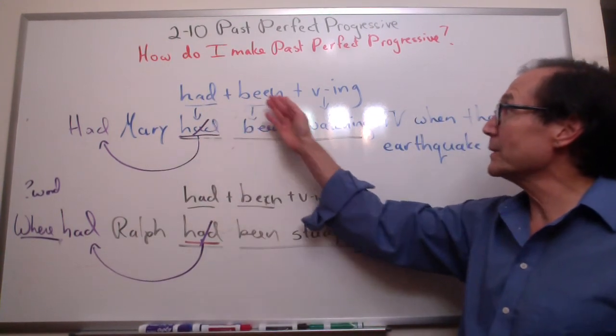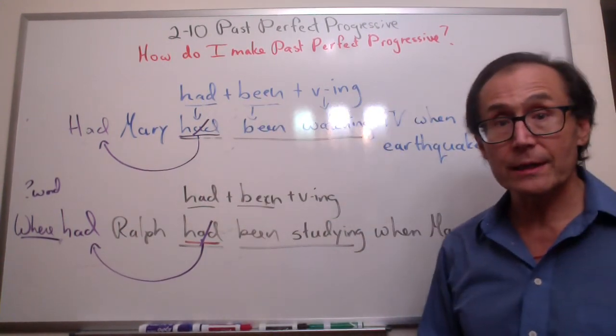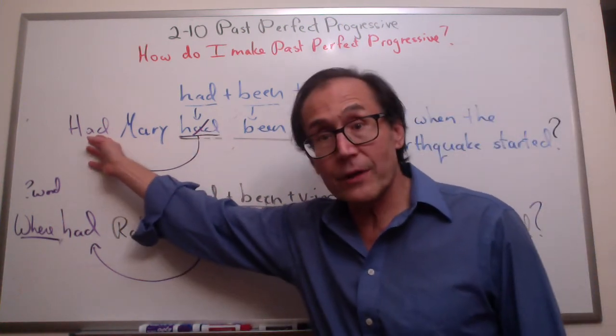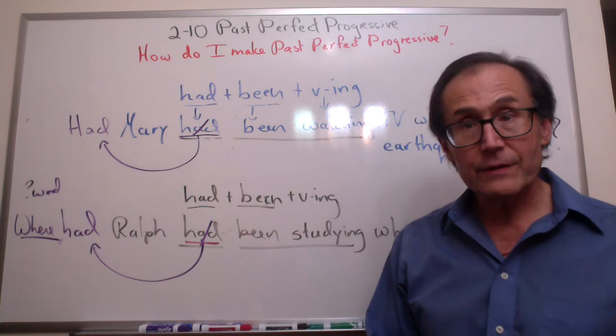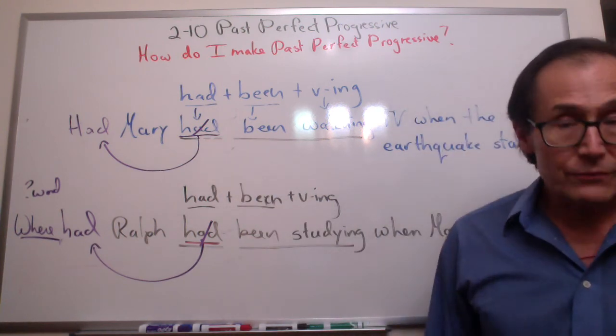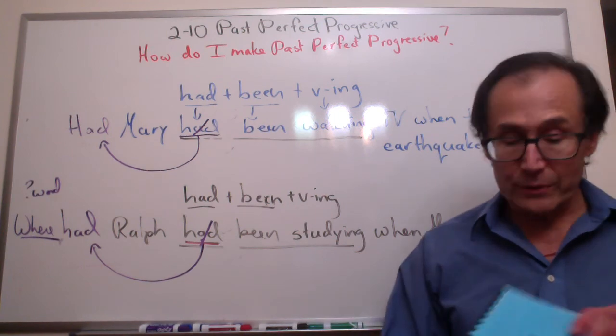We've talked about how we make it. We use had plus been plus verb-ing. To make a yes-no question, I move had in front. To make it negative, I add not after had. If you want to review, you can watch this video again.